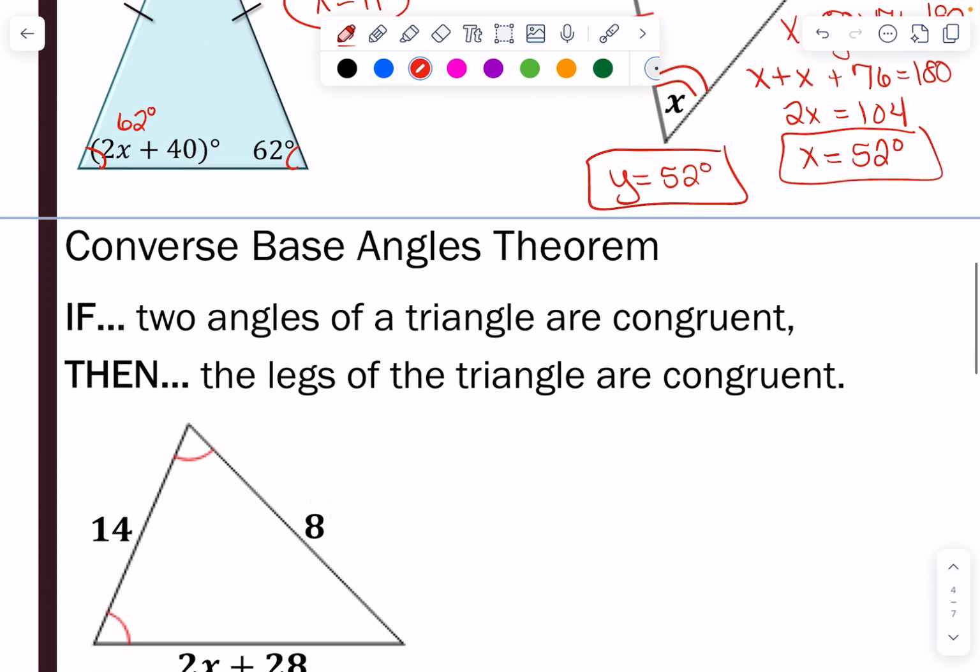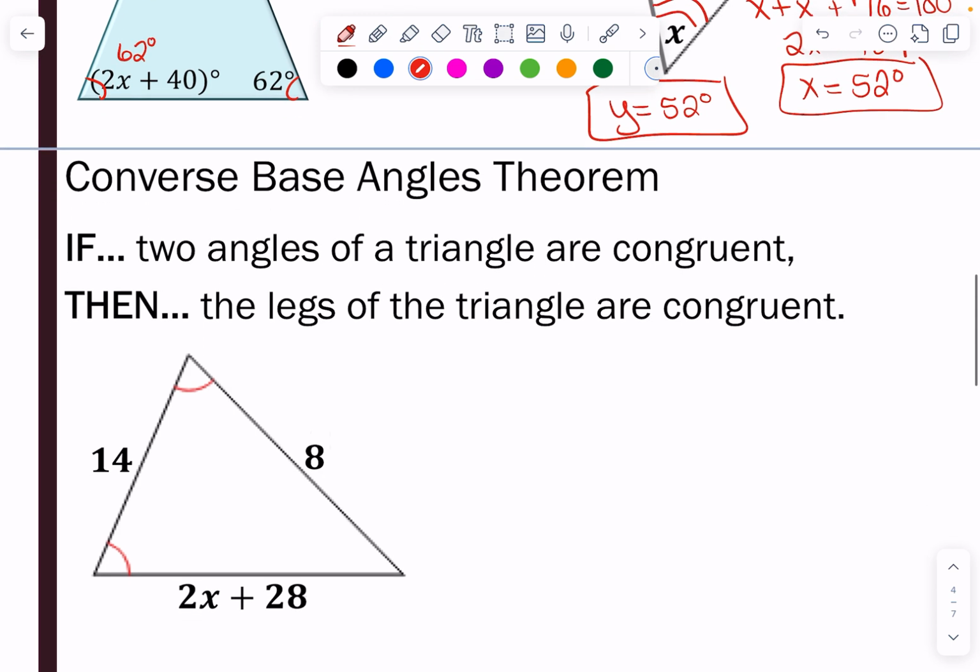We also have the converse of the base angles theorem, which simply says if two angles of a triangle are congruent, then the legs of the triangle are congruent. So when we look here, here's my base angle. So the legs of the triangle, opposite of those base angles, those two values would have to be the same.